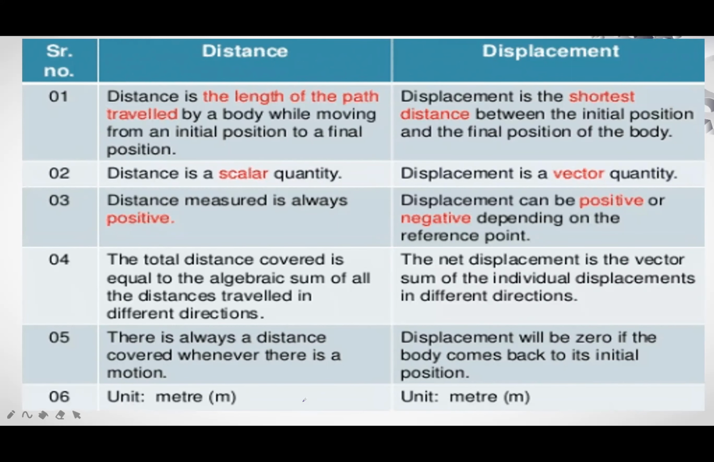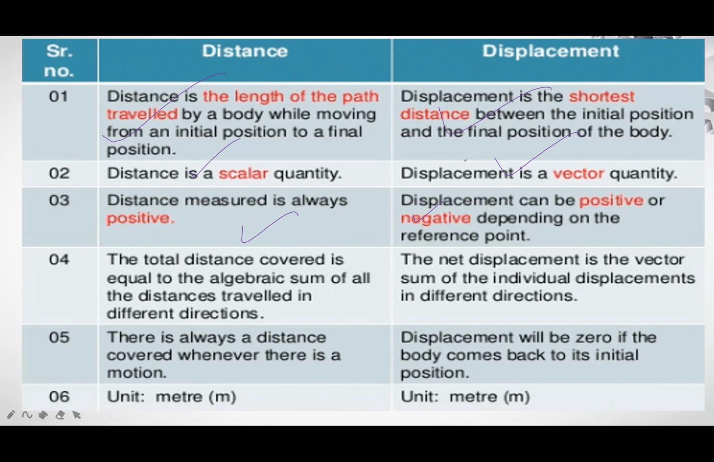Distance is the length of the path traveled by a body while moving from an initial to a final point. This is the distance, the actual path traveled. This is the shortest distance, the displacement. Displacement is a vector. Distance is a scalar. Distance measured is always positive. Displacement can be positive or negative because it is a vector quantity. Distance has no direction, so it has only positive values.